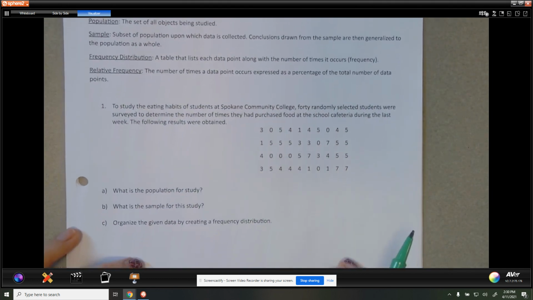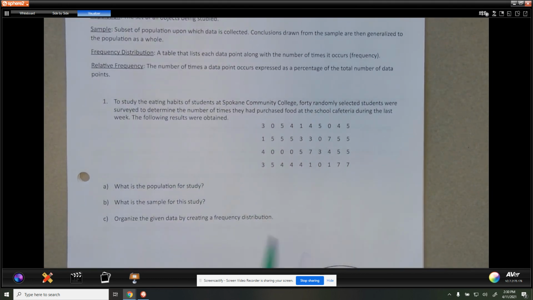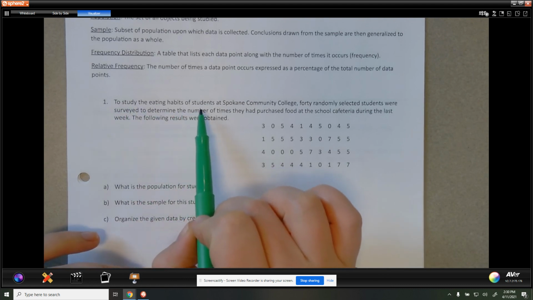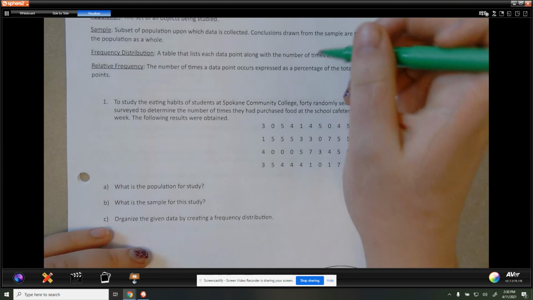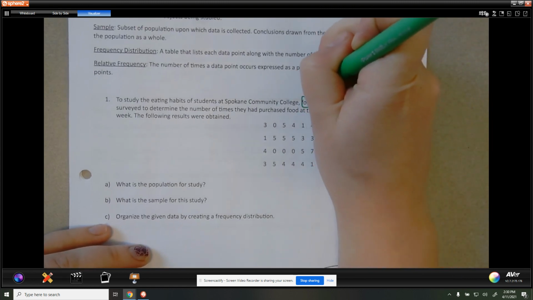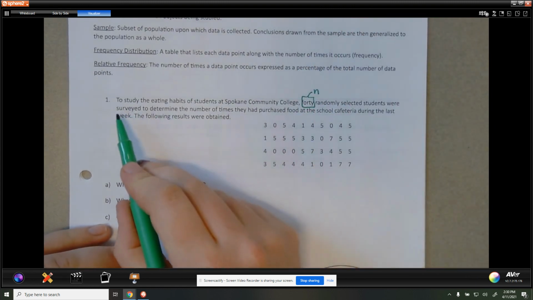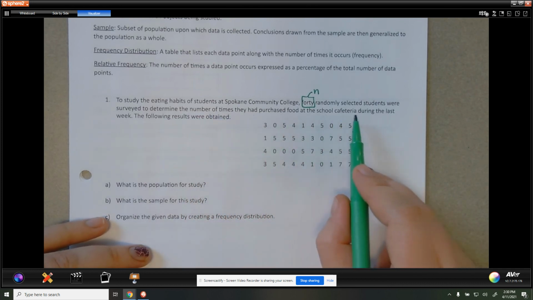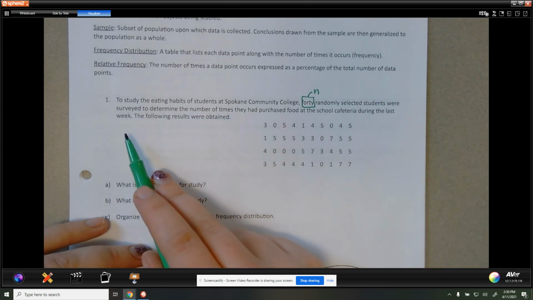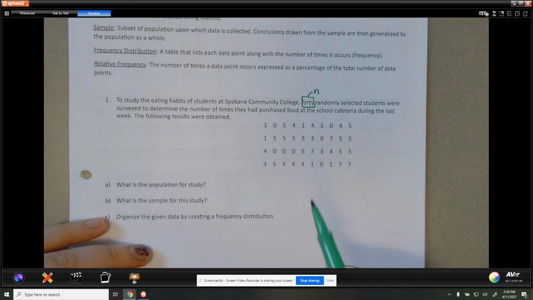So for this first one, we have to study the eating habits of students in Spokane Community College, 40 randomly selected students. So bam, this is our total. And they were surveyed to determine the number of times that they purchased food at the school cafeteria during the last week. The following results were obtained.